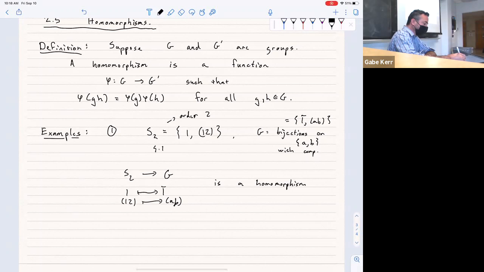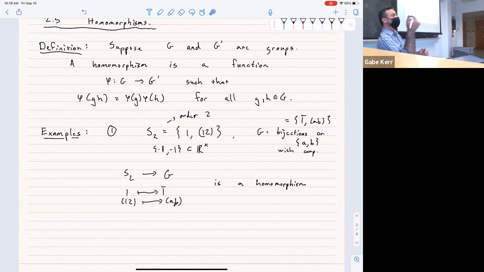What about this group I just talked about a second ago? 1 and minus 1 in R, say, with multiplication. Think about that group. If I take -1 and I square it, what do I get? 1. So -1 squared is 1. 1 times -1 is -1. The product structure is basically the same as this. If I take this permutation 1, 2 and I square it, I get the identity. If I take 1 times it, I get 1, 2. It's the same idea. There's also an isomorphism here.